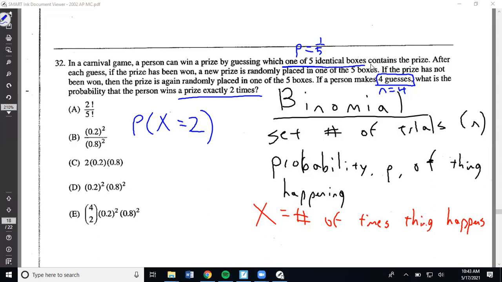And my formula for that is right on the formula sheet for binomial. So the formula for that is going to be E. Here is how many times I want the thing to happen. I want it to happen twice. I want it to not happen twice. And then here are the different ways that it could happen 2 times out of 4, which is the 4 choose 2.